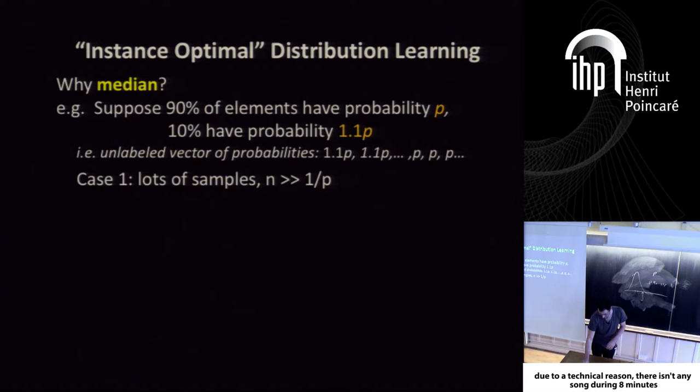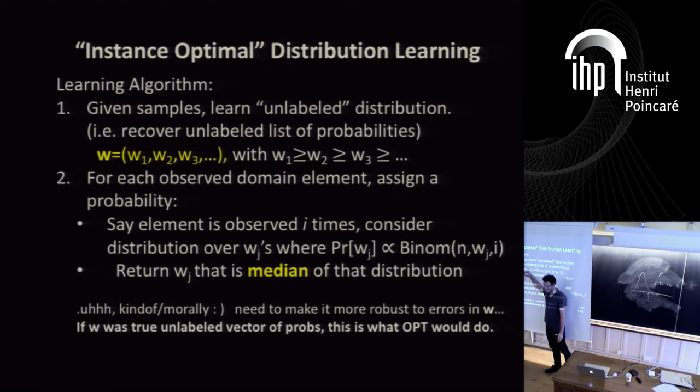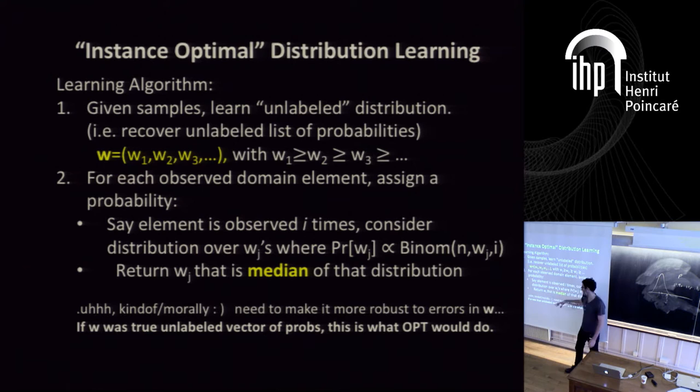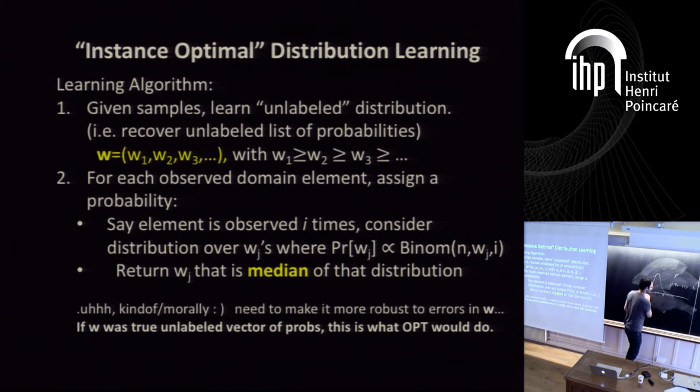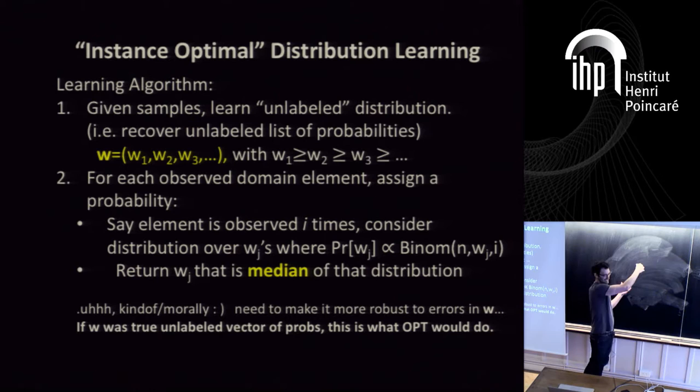Right, so going back, basically, what's our algorithm going to do? We're going to try to recover very accurate estimates of this unlabeled vector of probabilities. We're going to effectively assume that these are accurate and then do what OPT would have done with them, which involves a median. You're given this unlabeled vector of probabilities, and given a domain element, you want to figure out which of these probabilities it corresponds to. You think of things as a distribution over these probabilities, and then you take the median. Okay. Anyway.